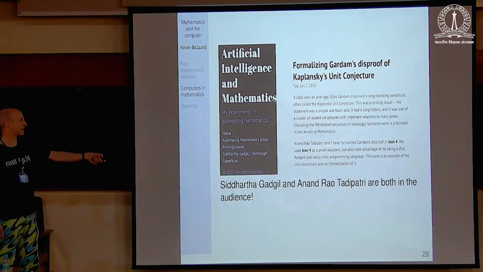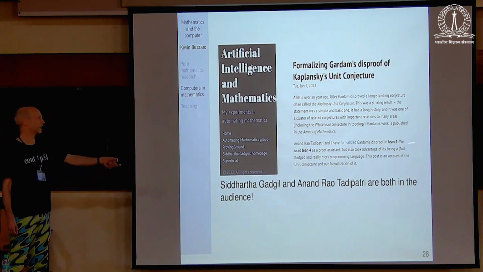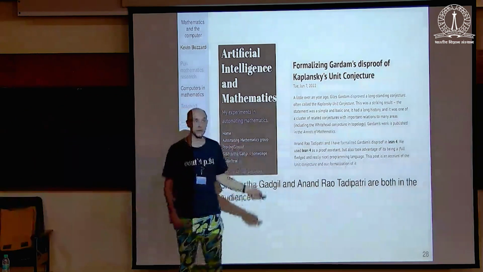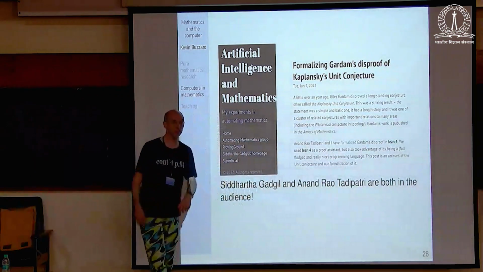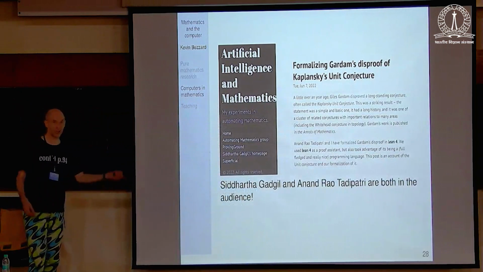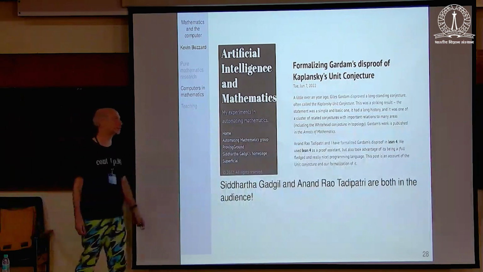And then Anand Rao Tidipatri, who's also in the room, and they formalized Gardner's disproof in Lean. So what they did was they took this paper that came out in 2021, and they taught it to the computer, that and all the prerequisites needed. So the computer knew, in 2022, a result that was proved in 2021.